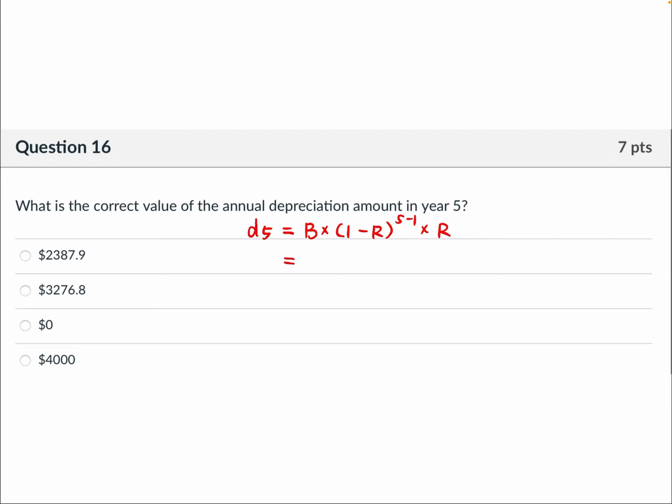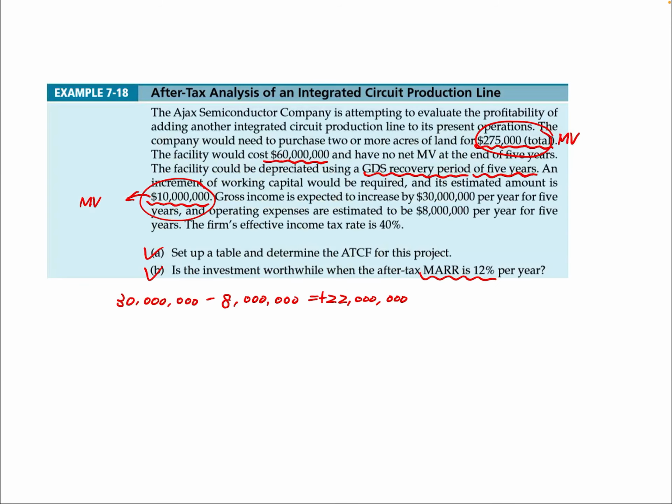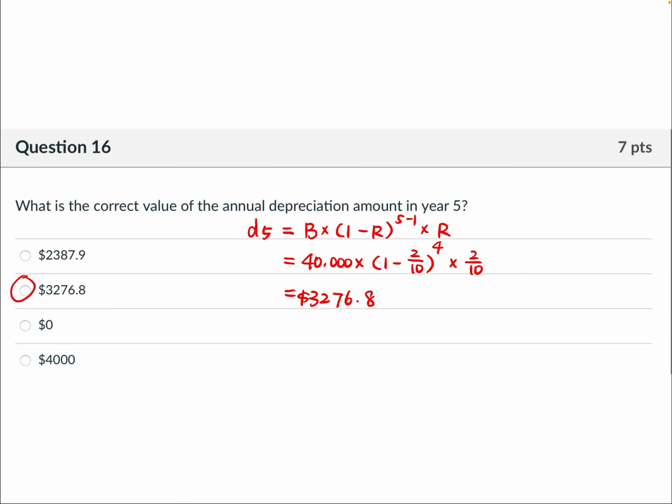So B is 40,000. 1 minus R, we said it's 2 over 10, or you can just write 0.2 here. 5 minus 1 is 4, times 2 over 10, okay. This will give you 3276.8. So that is the depreciation deduction in the 5th year, at the end of the 5th year. Okay, so that's homework number 4.